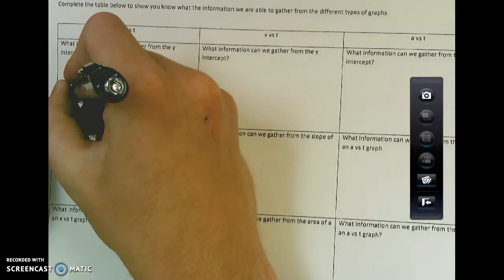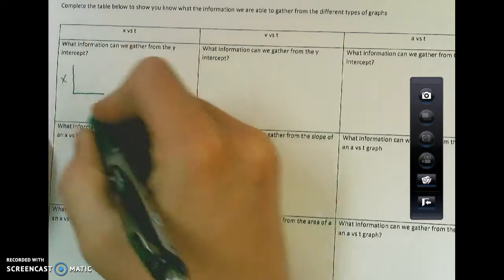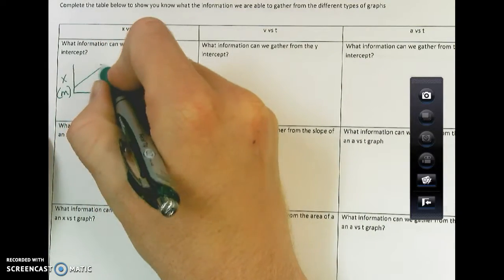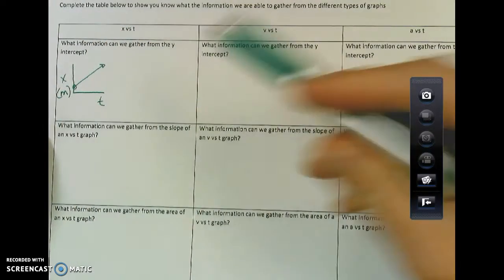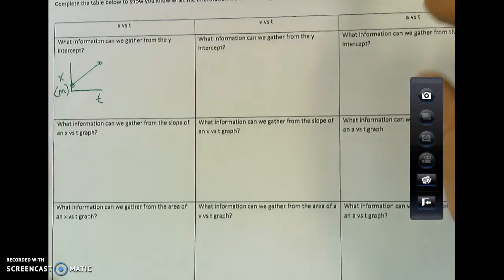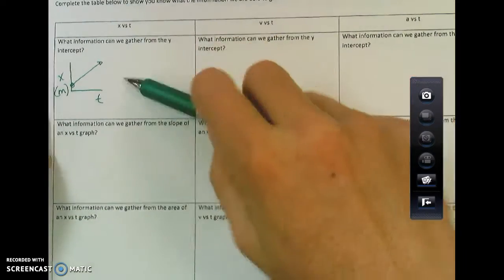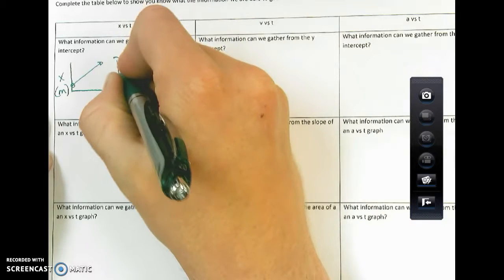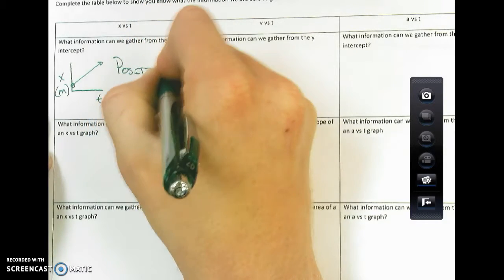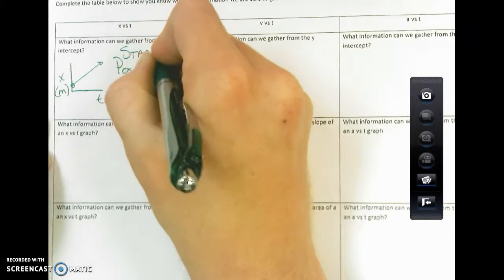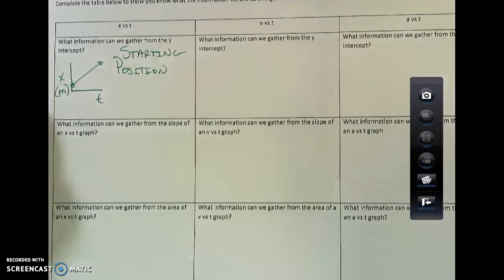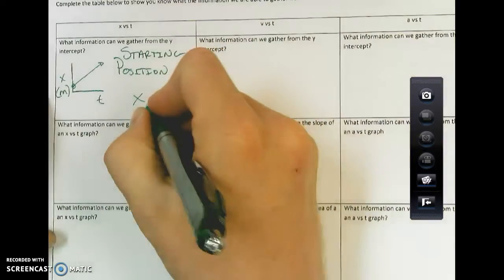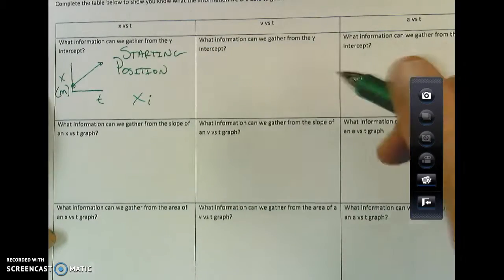So if I have a position versus time graph, which we abbreviate xt, and this is in meters, position versus time graph would look maybe something like that. Now the y-intercept is something that we're looking for, and in general the y-intercept is the starting blank. So for this case, position versus time, it's the starting position. And so the starting position is essentially where it's located. Now we abbreviate position with x, and so if I call it xi, that's the starting position.